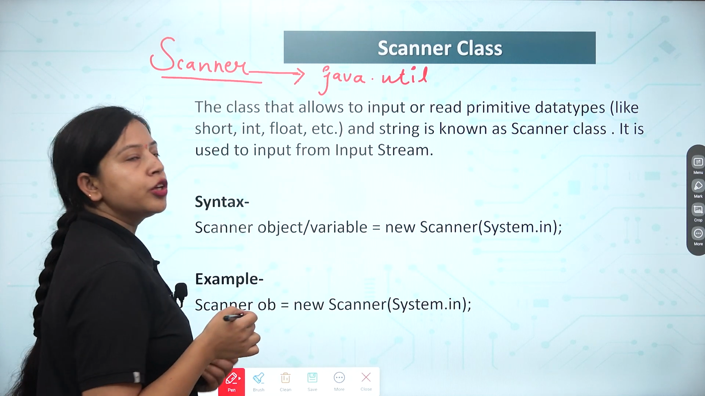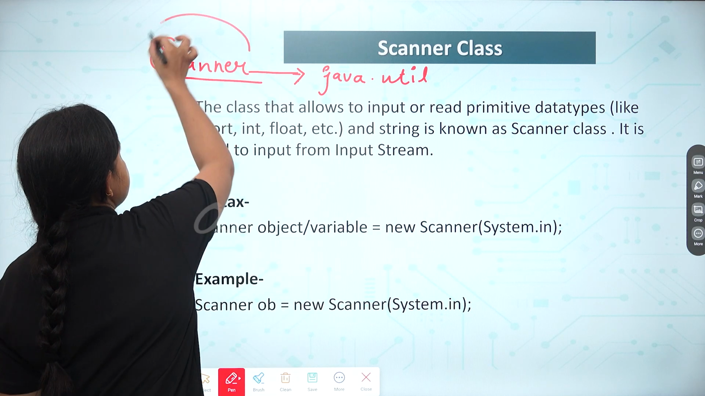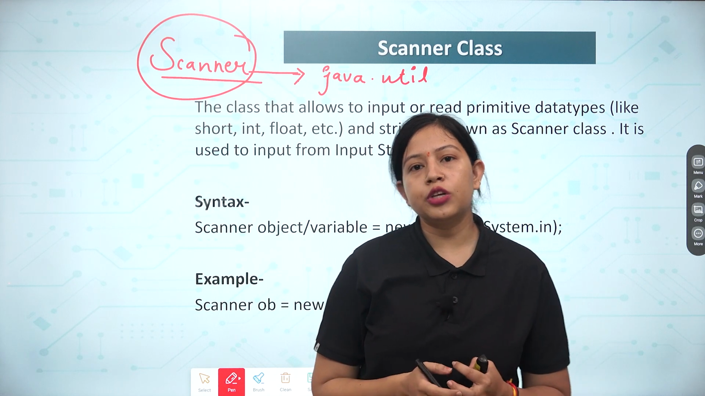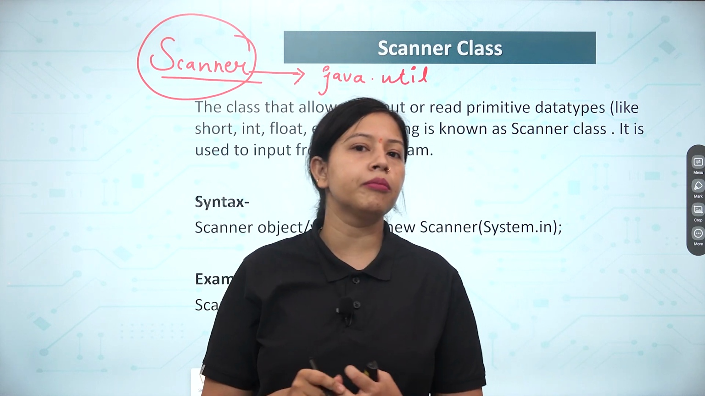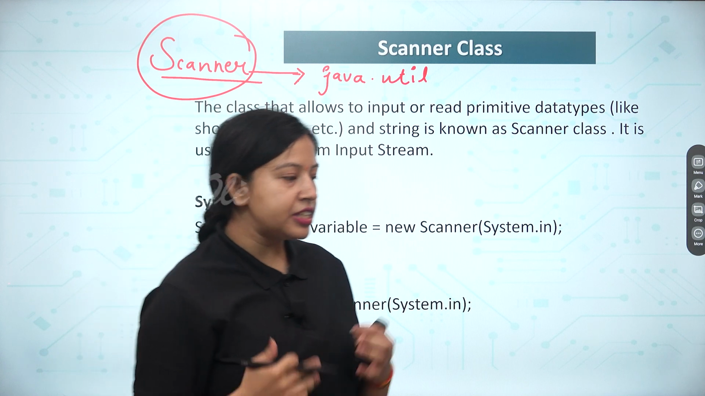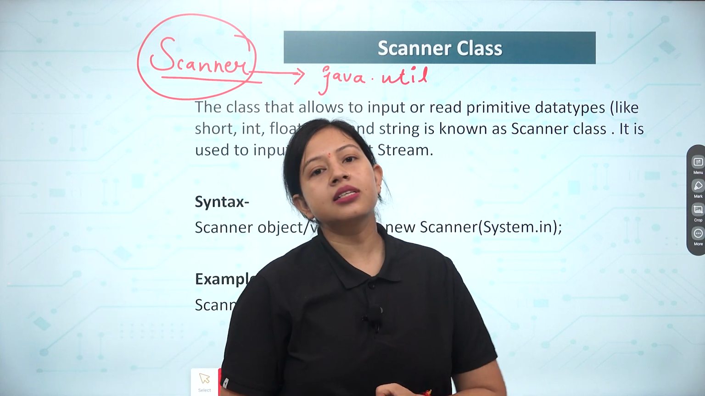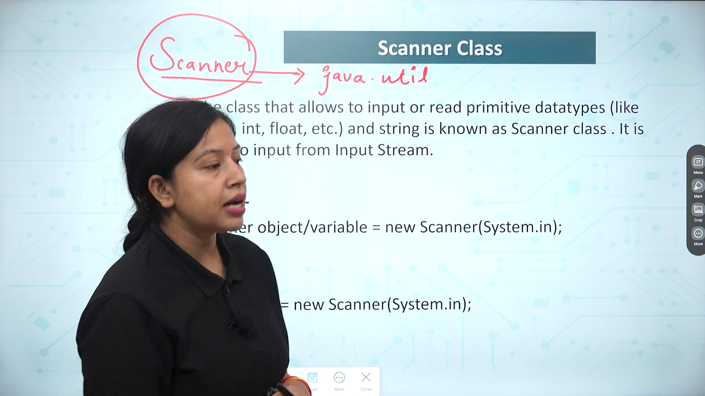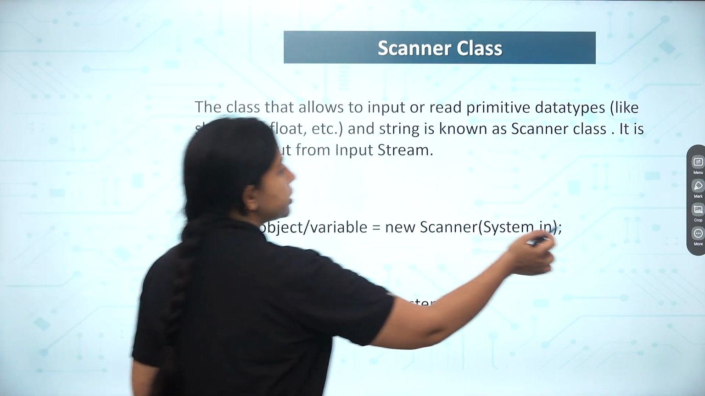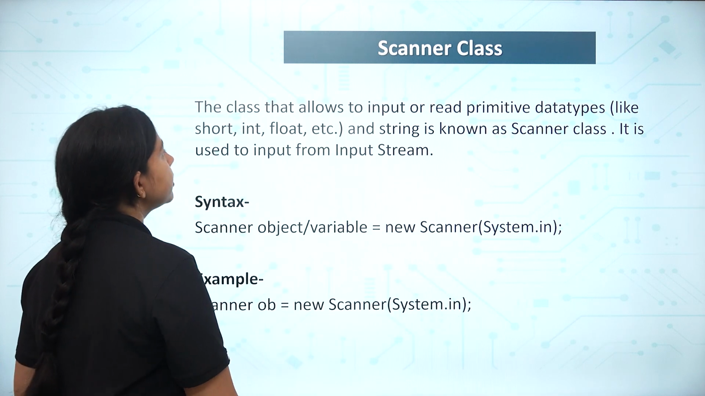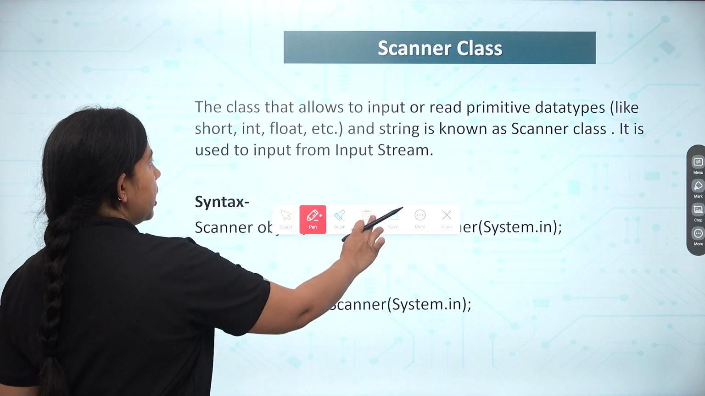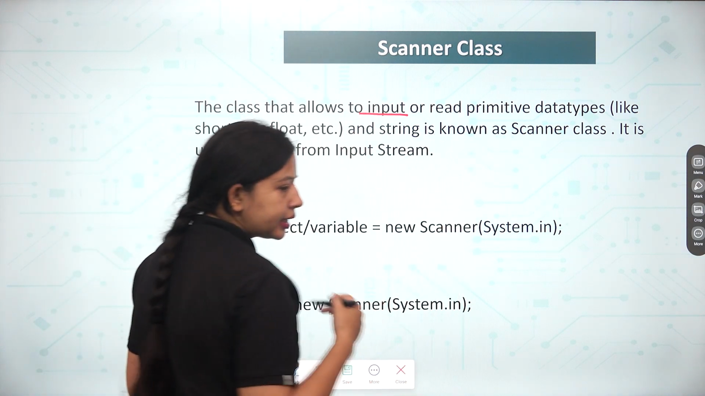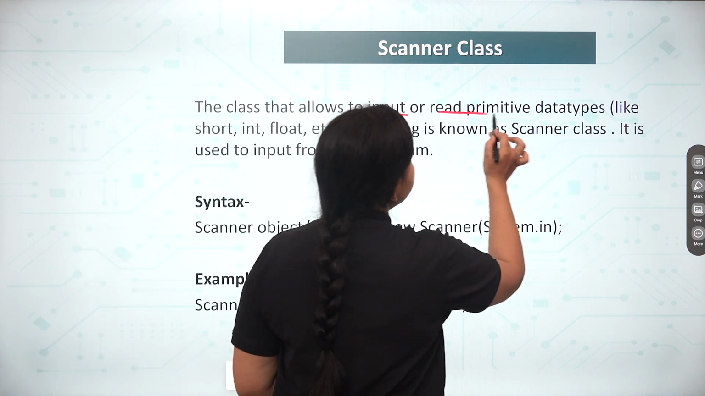So java.util contains the Scanner class, and Scanner is a class, so we know that each class has a number of methods, because the definition itself says a class is a collection of similar types of data or methods. Now we are going to discuss the Scanner class. It is the class that allows us to input or read, meaning taking data or reading data.